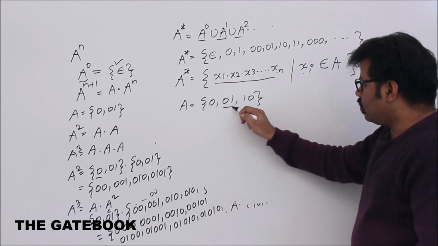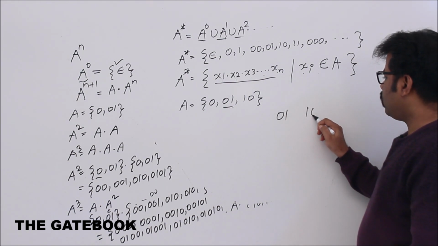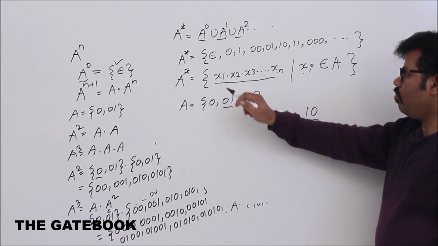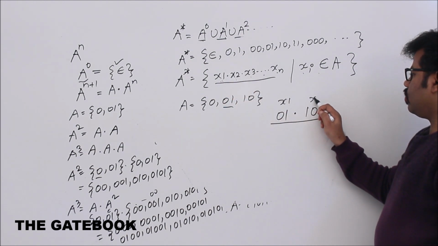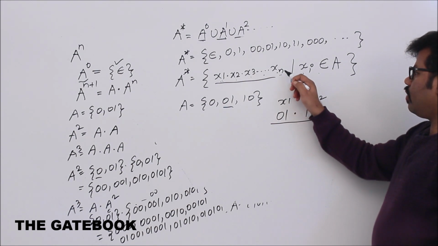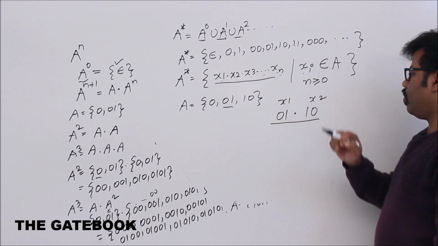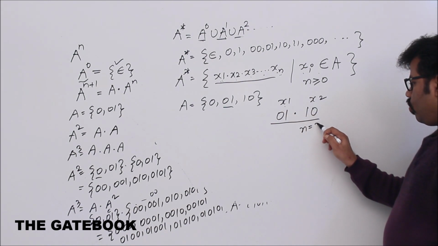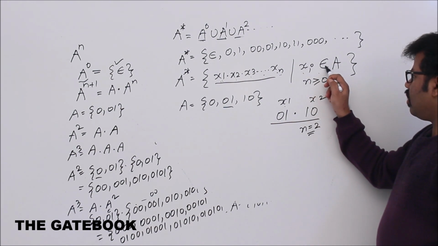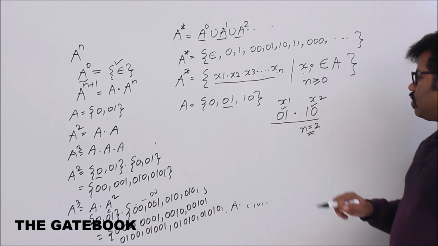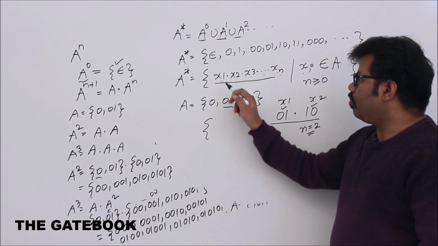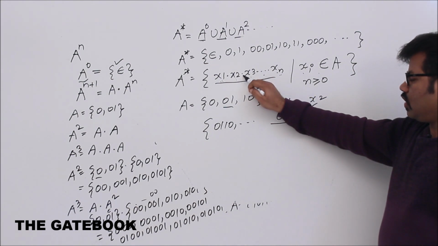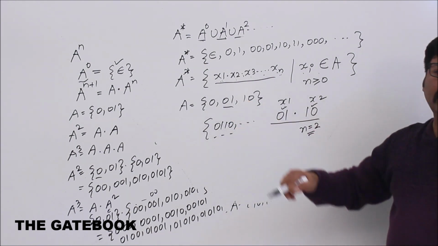So let me take 01, it belongs to A, and 10 belongs to A. So 01 dot 10, is it not in this form? See, this is x1, this is x2, up to some n. So here, sir, what is n? n can be anything greater than or equal to 0, you remember. Here x1, x2, that means my n is 2, right? Second condition, each xi belongs to A. Yes, 01 belongs to A, 10 belongs to A. Then 0110 should belong to your A star. That means 0110 will be included in that way. So whenever this condition is satisfied, all such strings if you collect, then it forms A star, right?